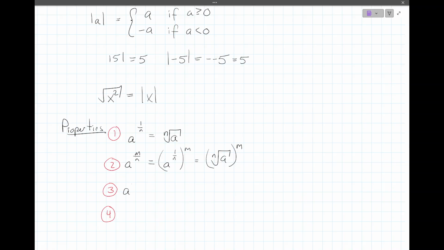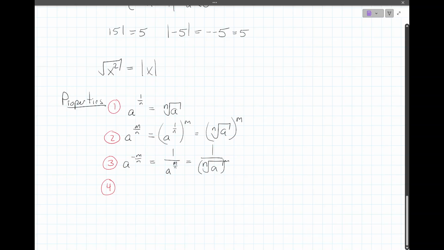If we have a to the negative m over n, what does that do for us? That negative just means that it goes to the fraction, so m over n, and we treat it the same way. So this is just going to be 1 over the nth root of a to the m, like that.